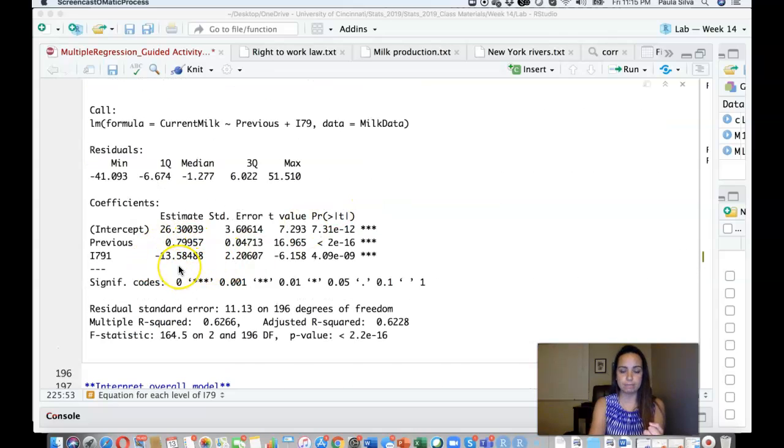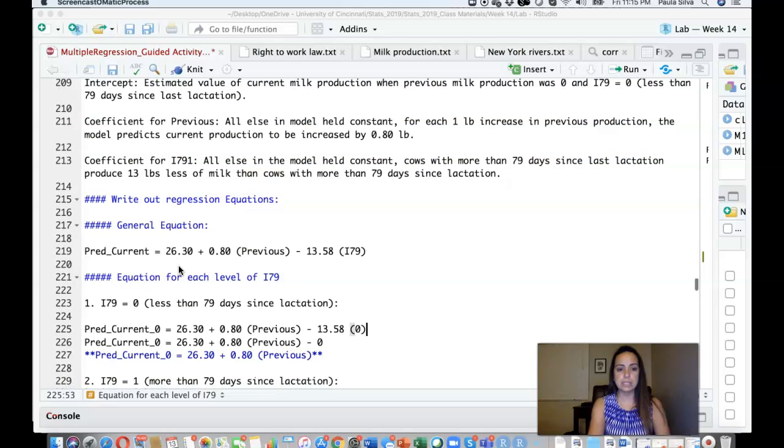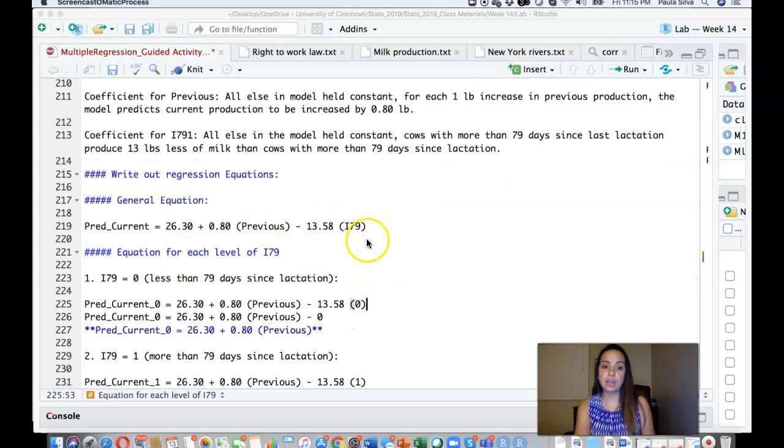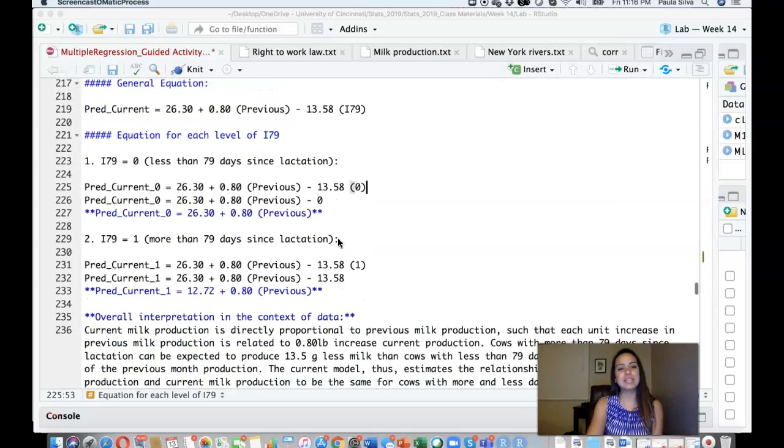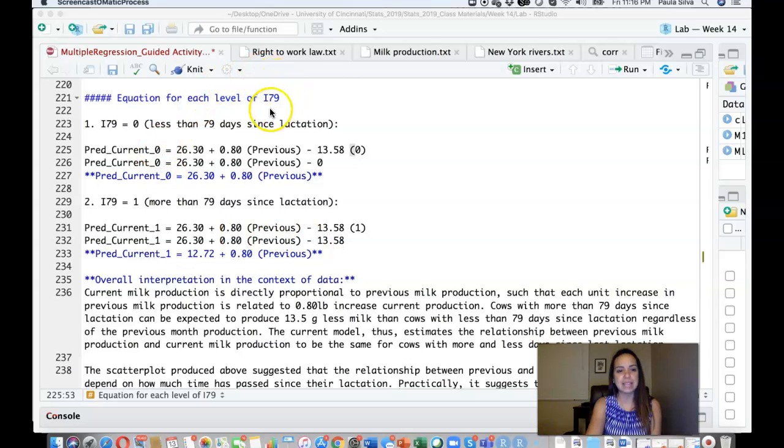I got it here. All right, so because this is categorical, we can actually write the equation of a line for each one of the levels of I-79, just like we did for the book example in class. So if you didn't watch the lecture video, go back there. It's important to watch that first before coming to the lab. All right, so let's do that for each level of I-79.